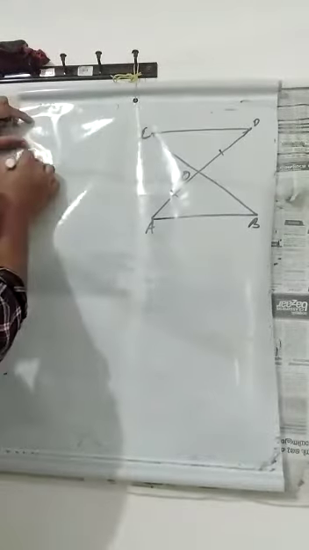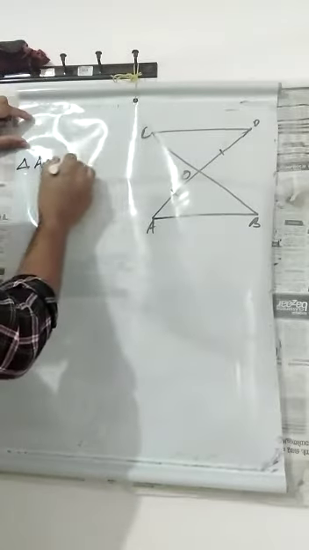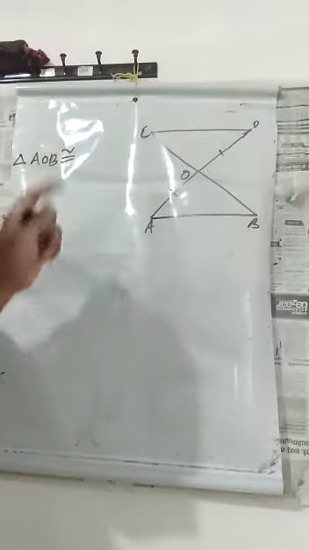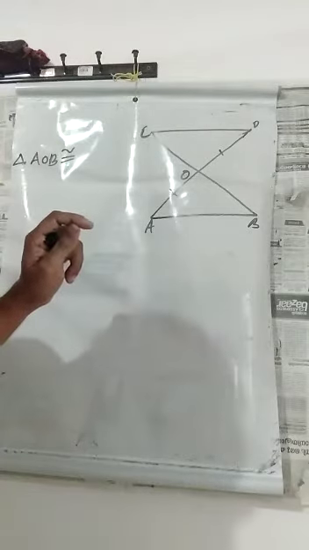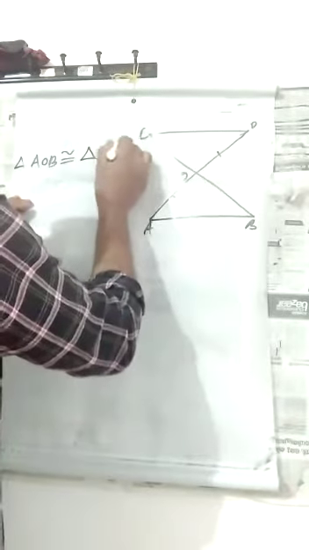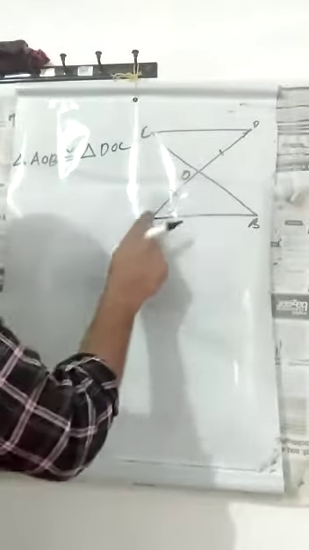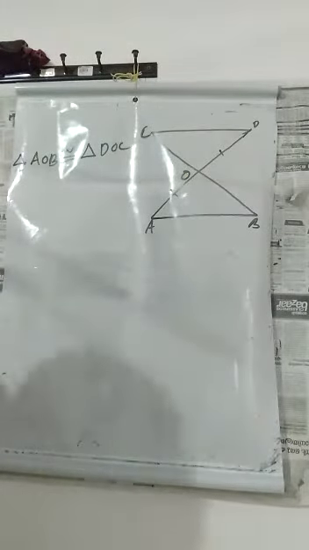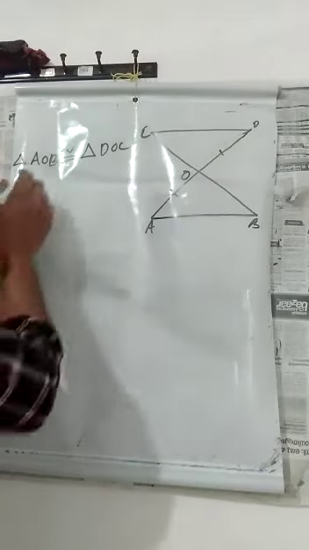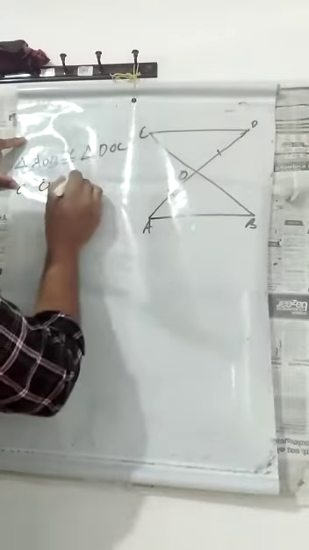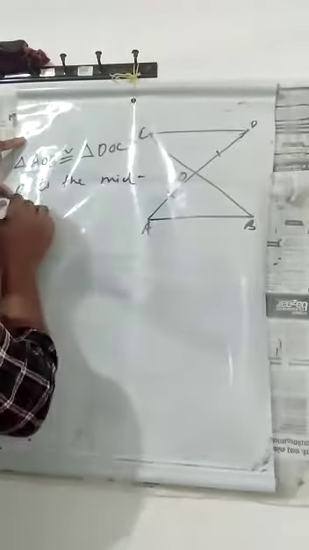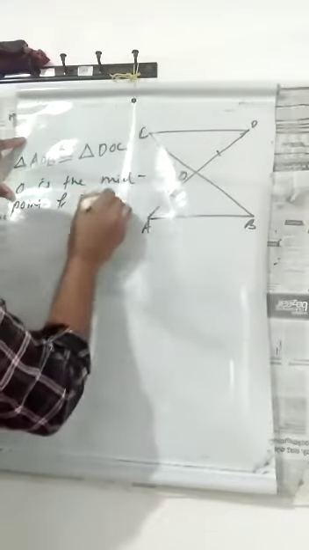Show that triangle AOB is congruent to triangle DOC. That we need to find. And the second one, O is also the midpoint of BC. That also we need to prove.